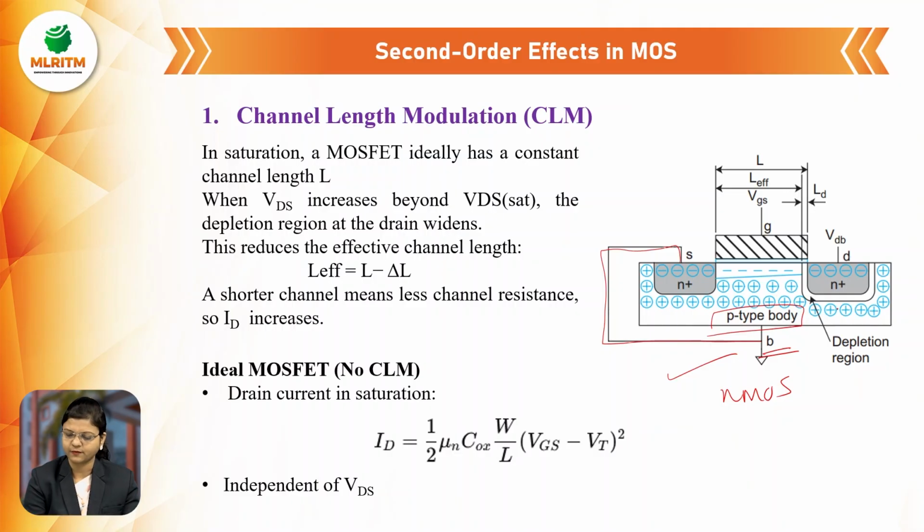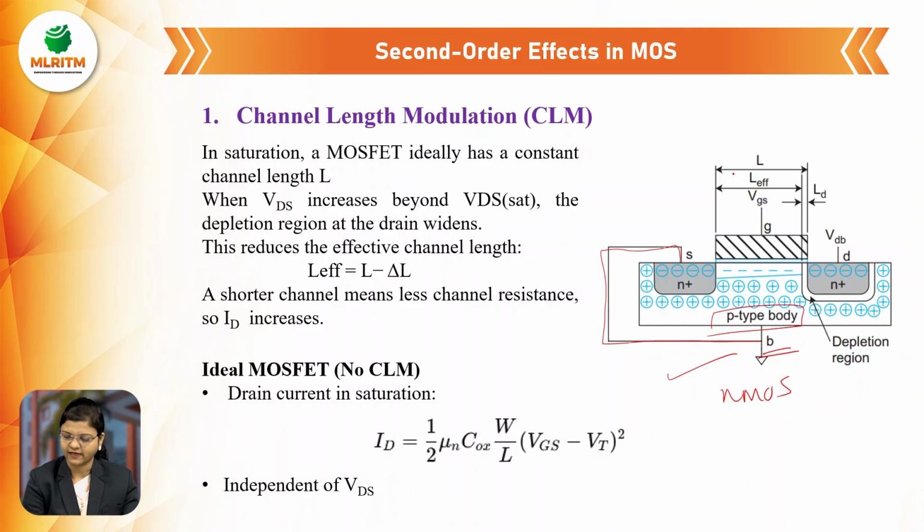Now all these are P-type holes in this substrate region, and this N type means the drain and source are diffused by electrons, means N type. Now here you can see this is VDB. VDB is nothing but the drain to body voltage.